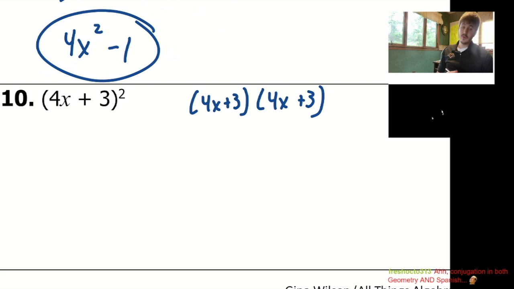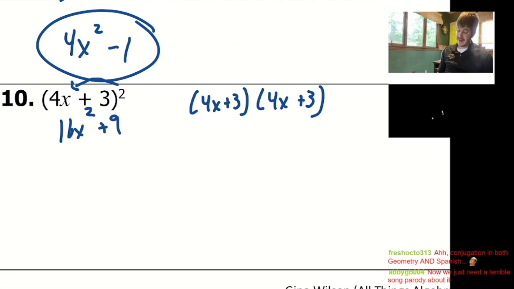The amount of people who would just write 16x squared plus 9, that's what a lot of people do. A lot of people want to just kind of distribute the square. You cannot do that. Squares do not work that way. So the answer is not going to be 16x squared plus 9. It's going to be slightly more complicated than that.